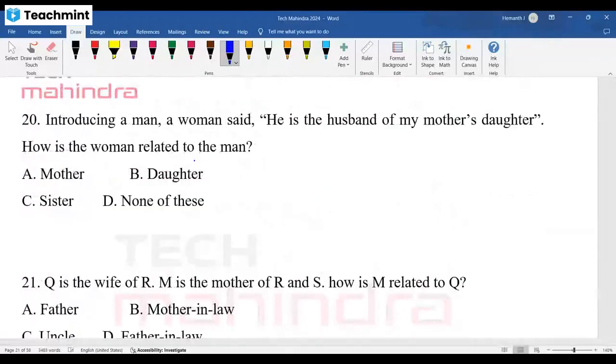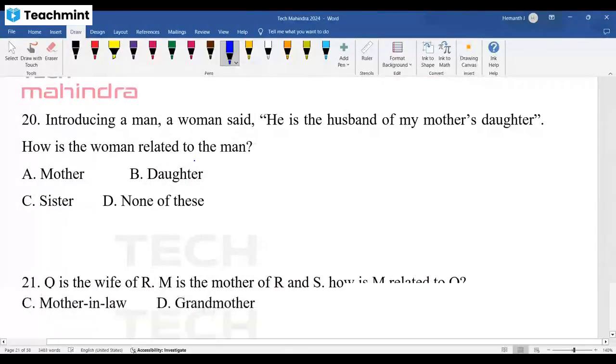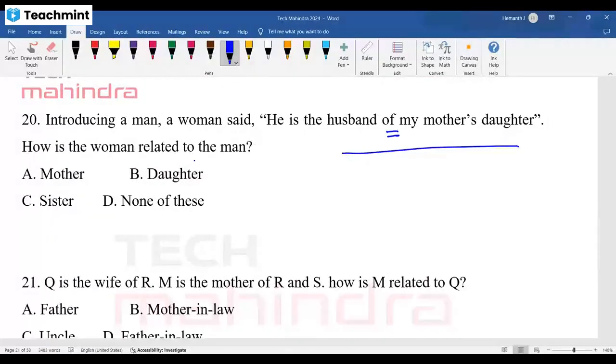He is the husband of my mother's daughter. Because of the word 'of', we can read it from back to front.